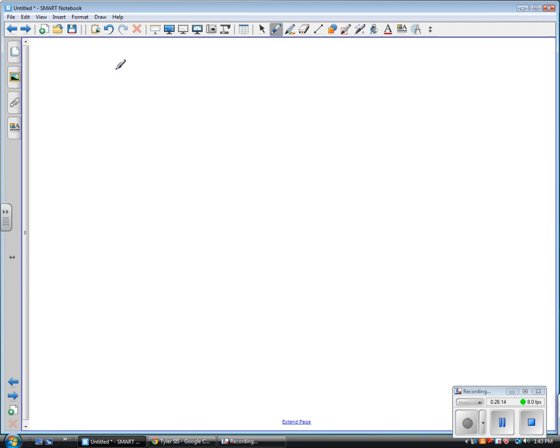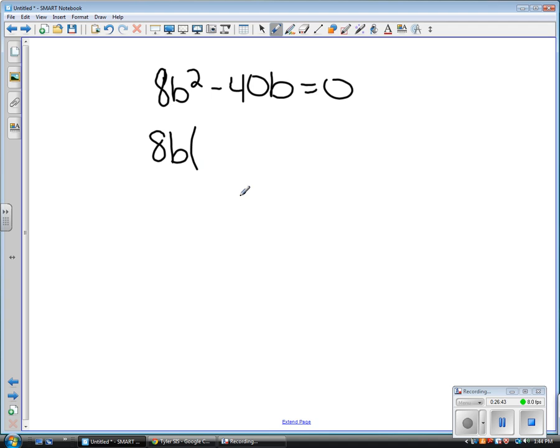Let's say I have something like 8b squared minus 40b equals 0, and I ask you to solve. Well, the first thing you need to do is factor it down as small as you can. So is there anything in common? 8 what? 8b. Okay, so what's left? b minus 5.